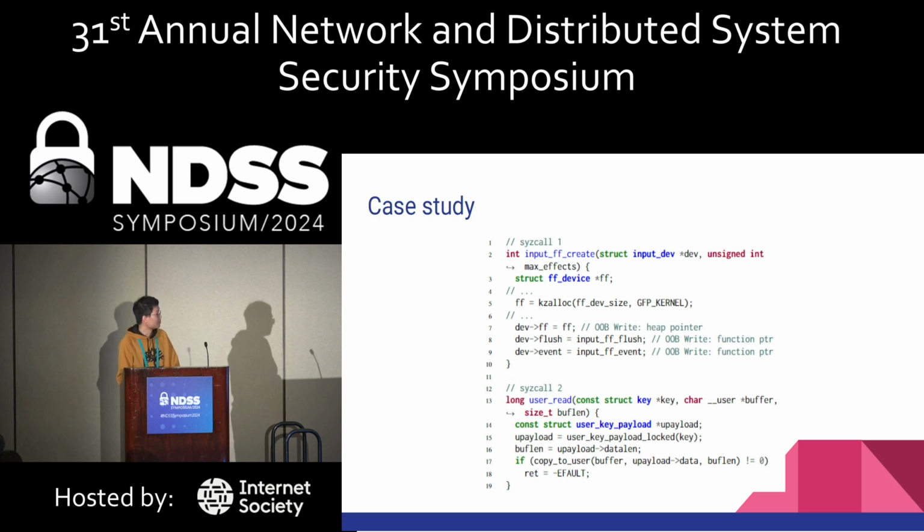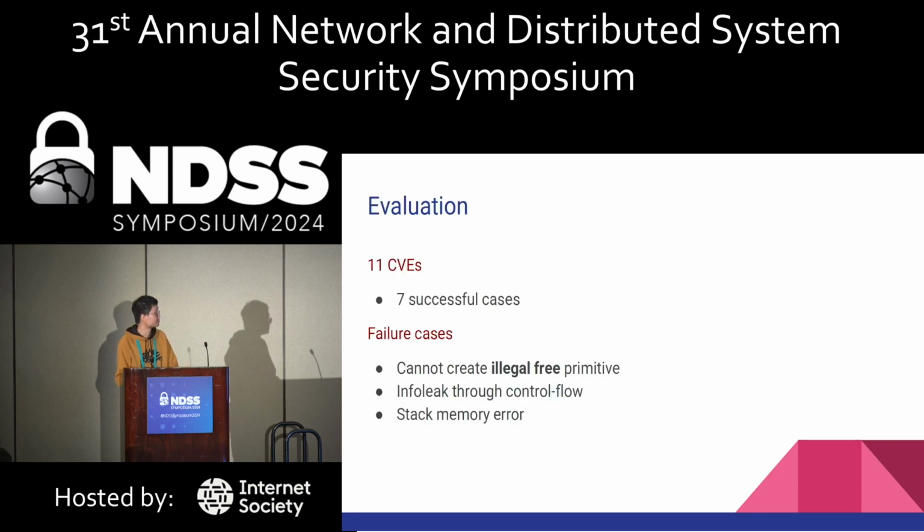So, here's another case study, and you can see that there are 3 out-of-bound write errors, which write several pointers out of bound. So the attacker needs to allocate an object to receive that out-of-bound write information. Therefore, he can copy the information to user space.